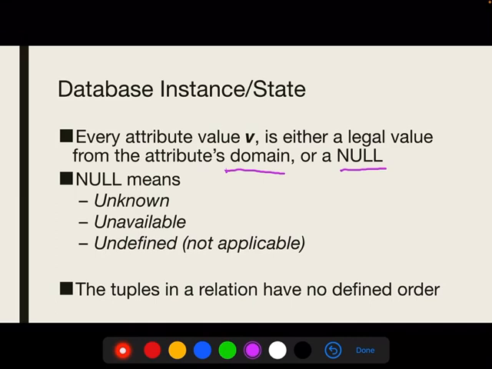And then a thing to always keep in mind is relations and the tuples inside them don't have a defined order. So a relation is an unordered set of tuples. If you need an order, you have to supply it yourself. It's not part of the model. Okay, next video we'll talk about constraints.